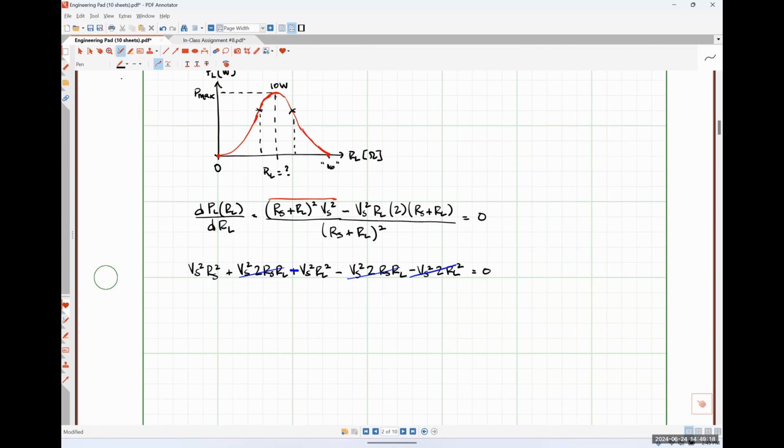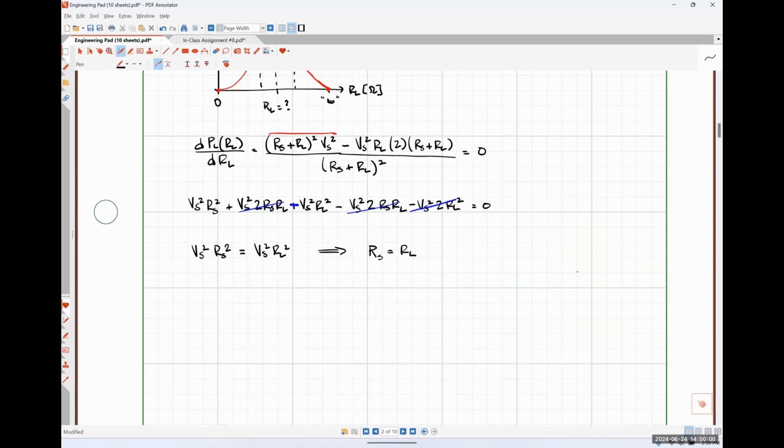So if I move things around, what I have is Vs squared Rs squared is equal to Vs squared RL squared. And it stands to reason then that maximum power transfer occurs whenever Rs is exactly equal to RL. So if our load resistance is identical to the internal source resistance of our practical source, then the maximum amount of power will be transferred to our load resistance.